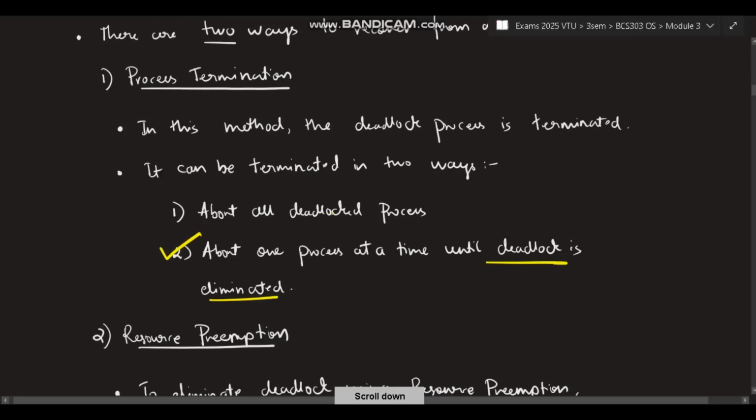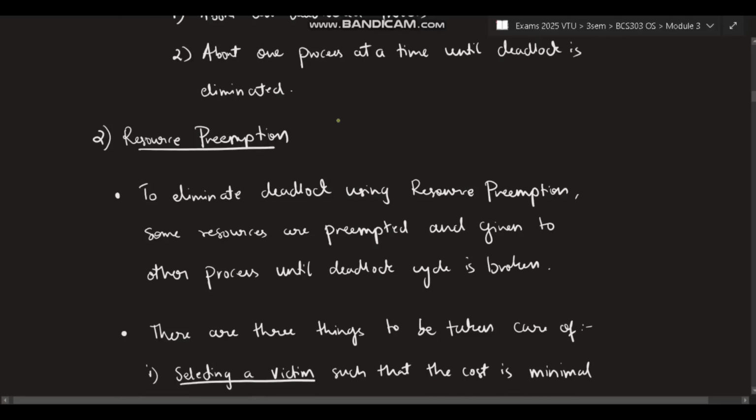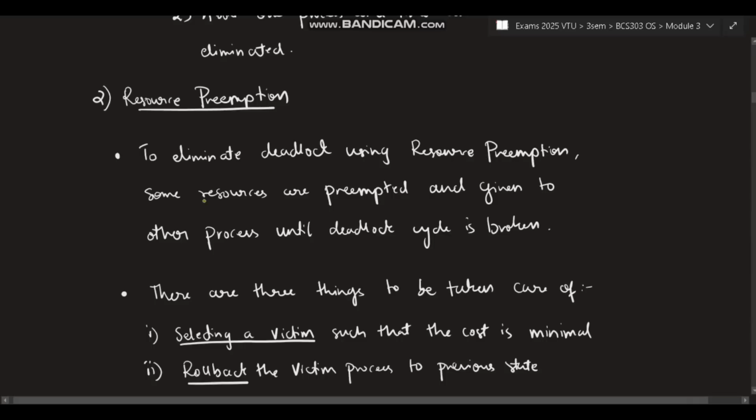This is another method. Second is resource preemption. The first one was process termination, right? To eliminate a deadlock using resource preemption, some resources are preempted and given to other processes until the deadlock cycle is broken.